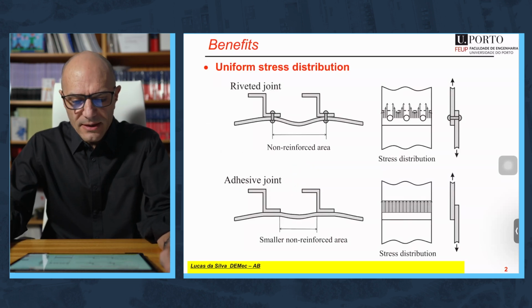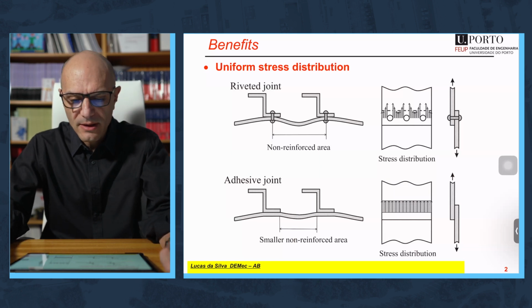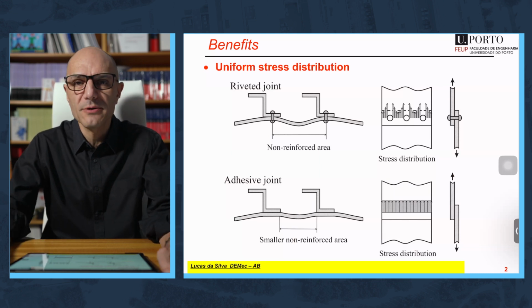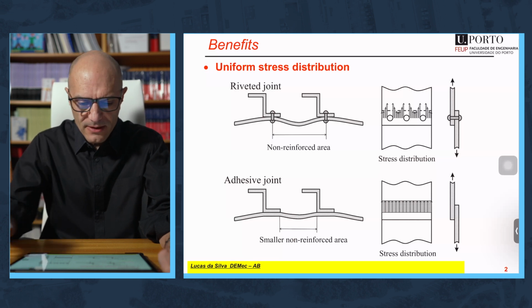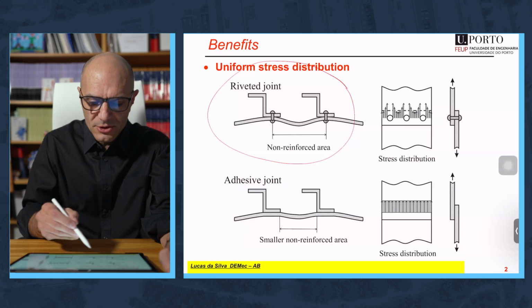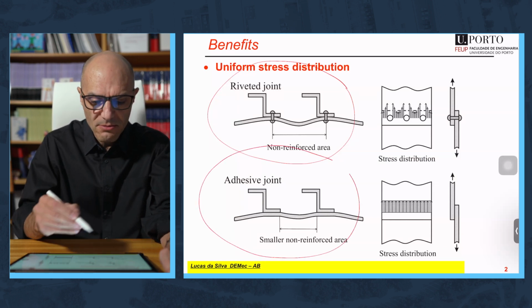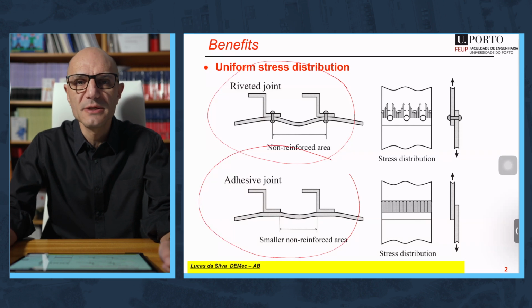So let's start with the stress distribution that you find typically in a transport structure, more precisely in an airplane. So you have two joints here. You have a riveted joint and you have a joint very similar, but instead of a rivet, we use an adhesive, all right? And this is a typical joint that you see in airplanes.